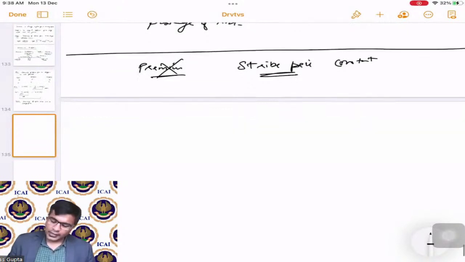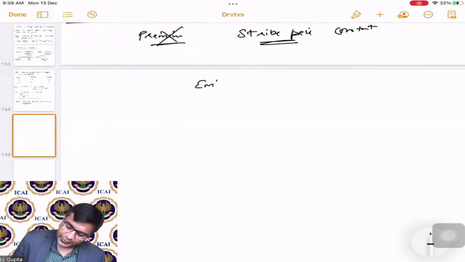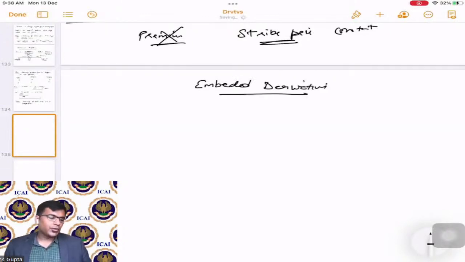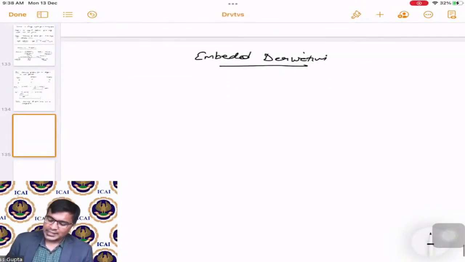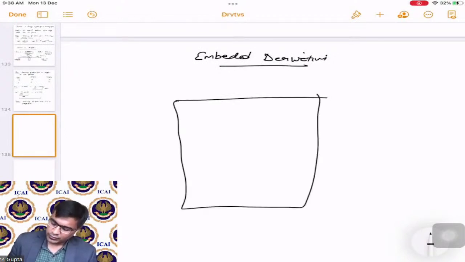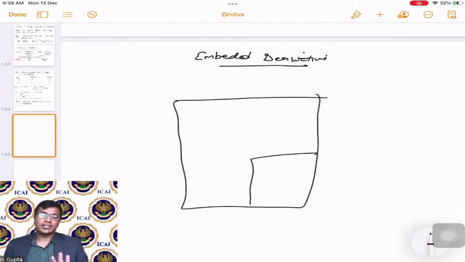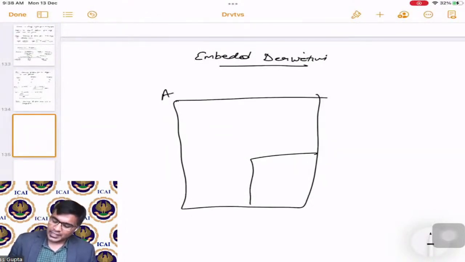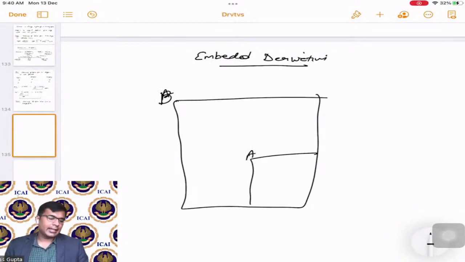Okay. Now the last part is embedded derivative. This also we have to just understand from the theory point of view. So what is embedded derivative? Let us understand it from these two boxes simply. There is an outer box, let me name it as B here, and I am naming the internal box as A.